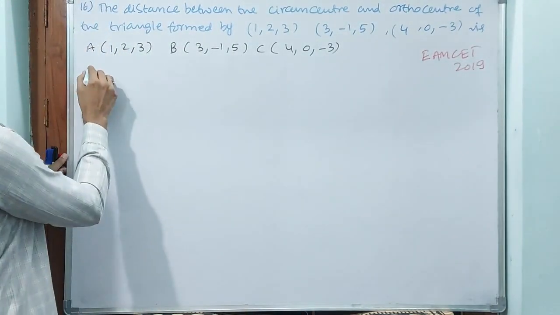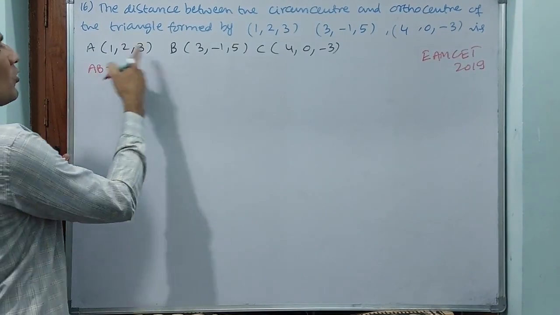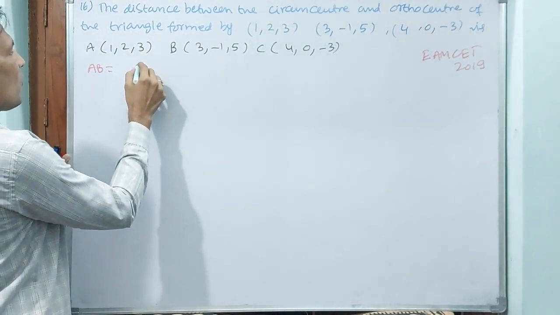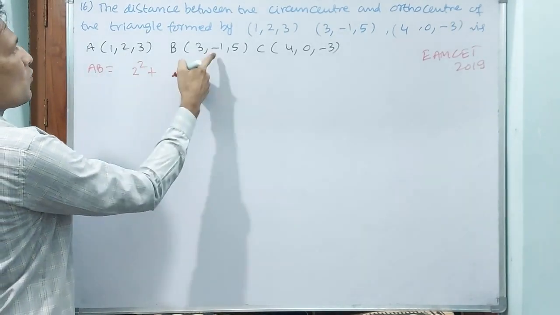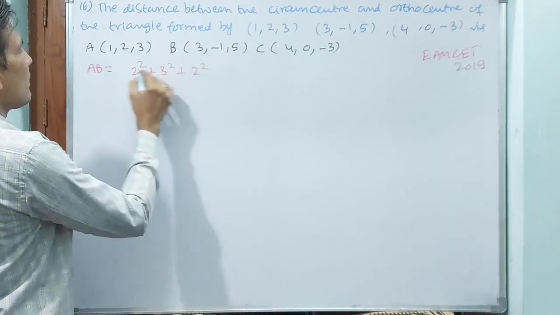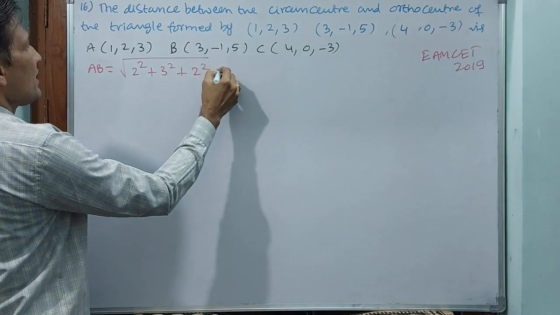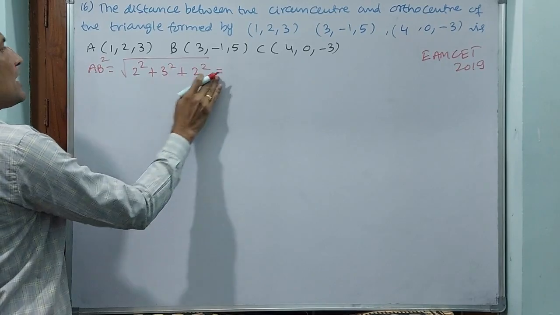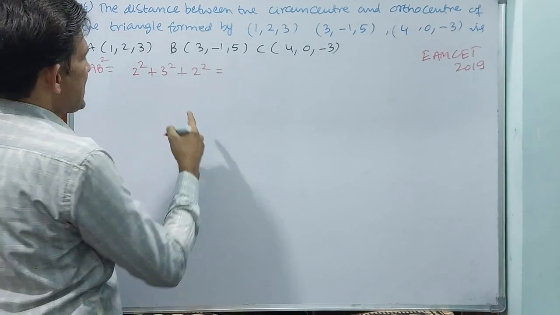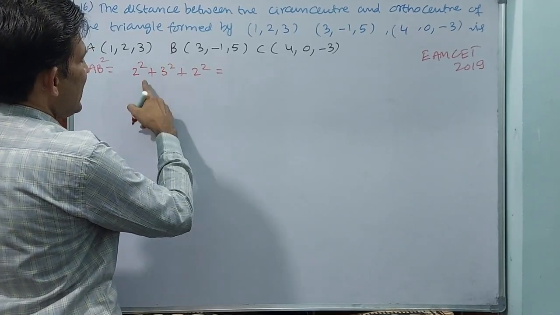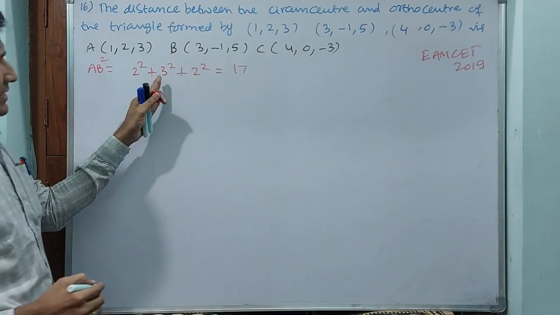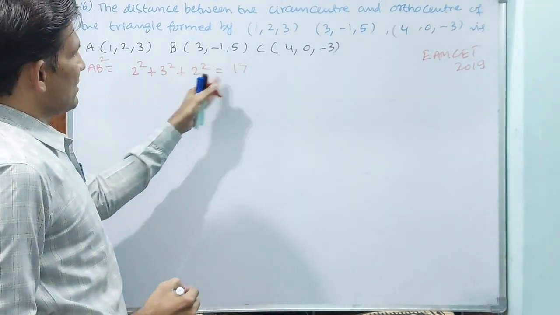Okay. Now find AB. AB is equal to the square root of (1 minus 3, minus 2) squared, 4, plus (2 minus half minus 1, 3) squared, plus (3 minus 5, 2) squared, under root. Or else we will take AB square. Afterwards we will see. So AB square: now you see 8, 9, 17. Okay, 4 plus 9, 13 plus 4, 17.